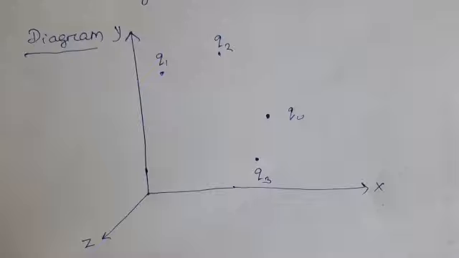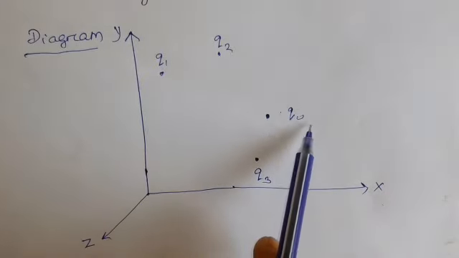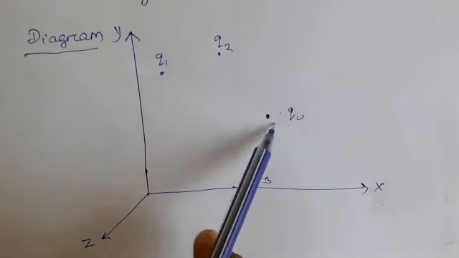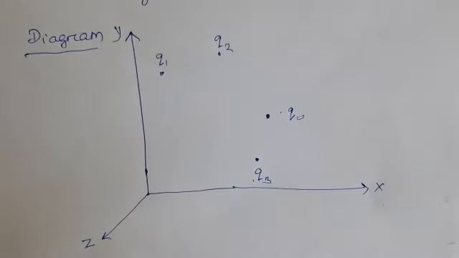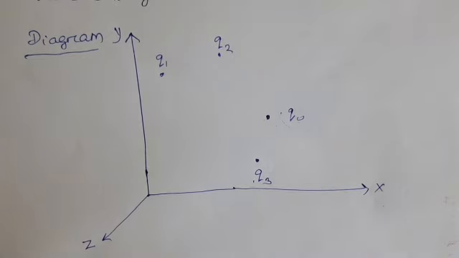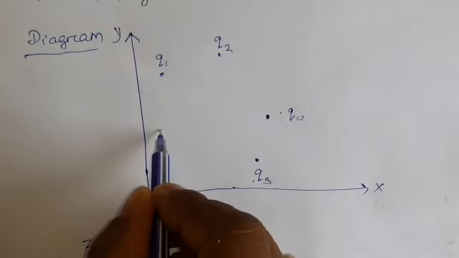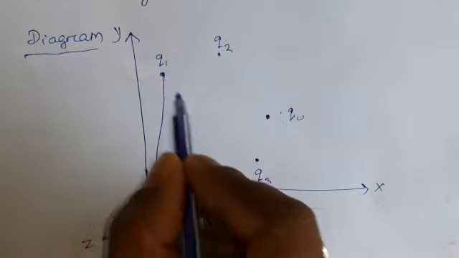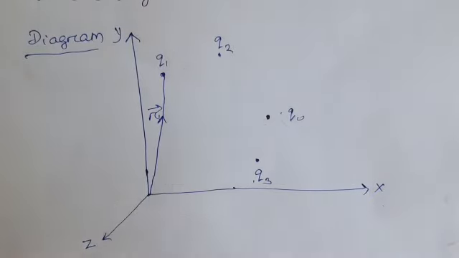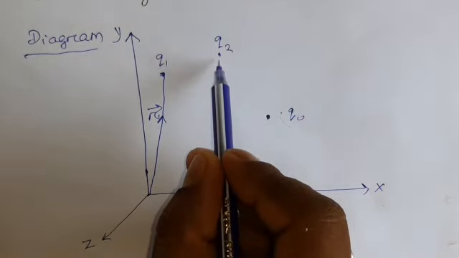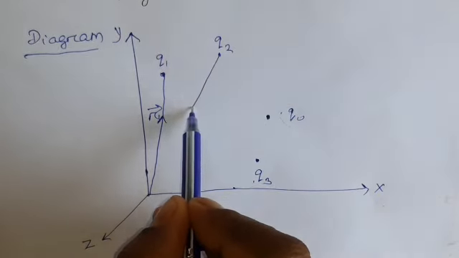So what I have to do is find the total force on the q naught charge due to q1, due to q2, and due to q3. So I will draw the position vector of each charge. So here I will draw the position vector of q1. This is the r1 position vector, and I will draw the position vector of q2.